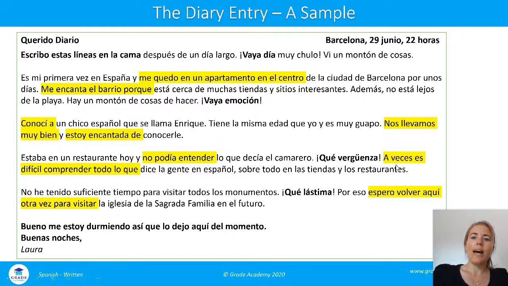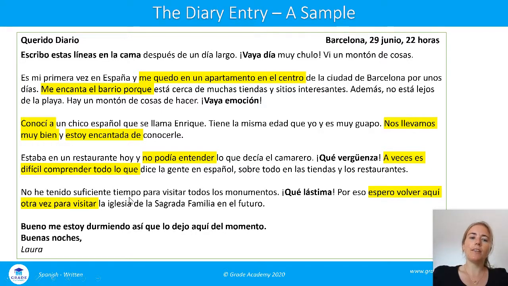How embarrassing. A veces es difícil comprender todo lo que dice la gente en español, sobre todo en las tiendas y los restaurantes. Sometimes it's difficult to understand everything that people say to me in Spanish, especially in the shops and restaurants. So here we've mentioned the difficulties we've been having, and we gave an example of when we were in a restaurant and actually couldn't understand what was being said to us.